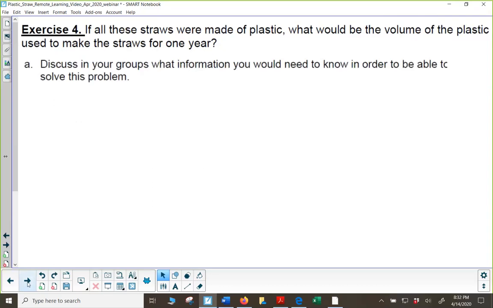Okay. So again, I want you to think about, and you can type in, but don't press send or anything until you hear the magic word. What information would you need to know in order to be able to solve this problem? Okay, now think about it. I'll give you 30 seconds to think, type, don't press enter. Okay?